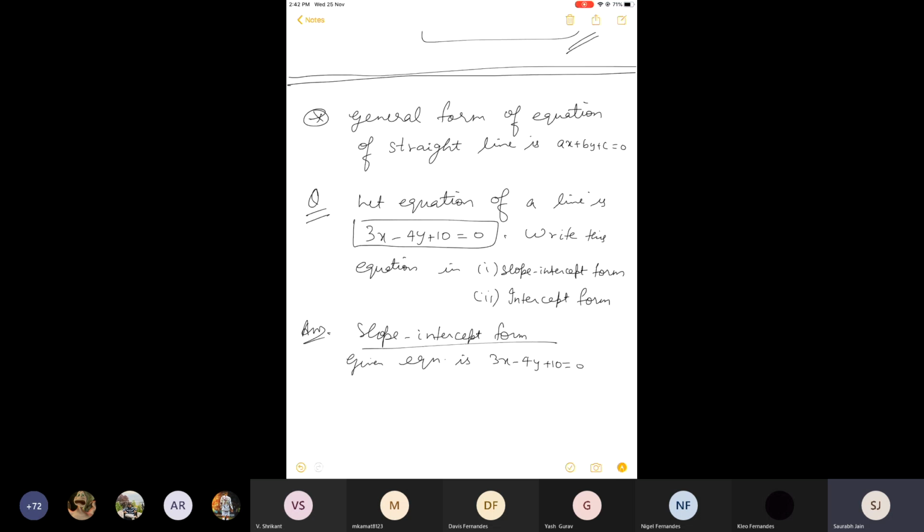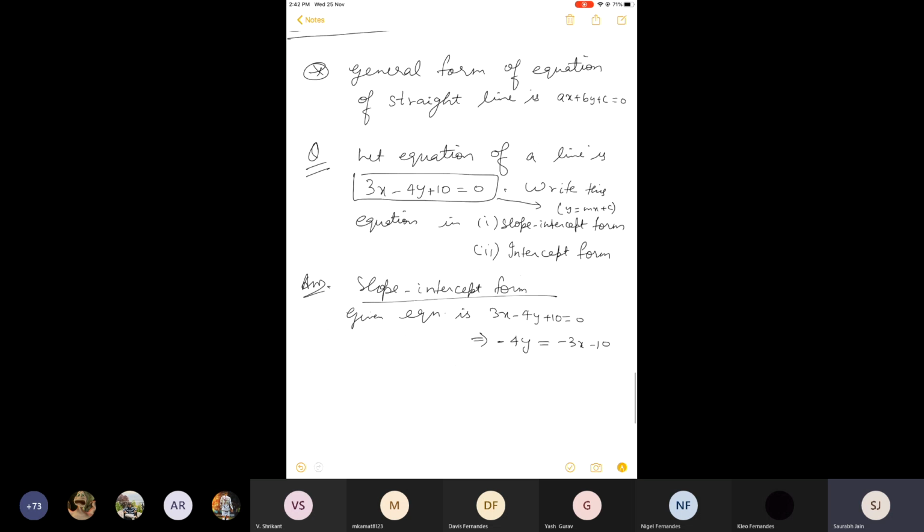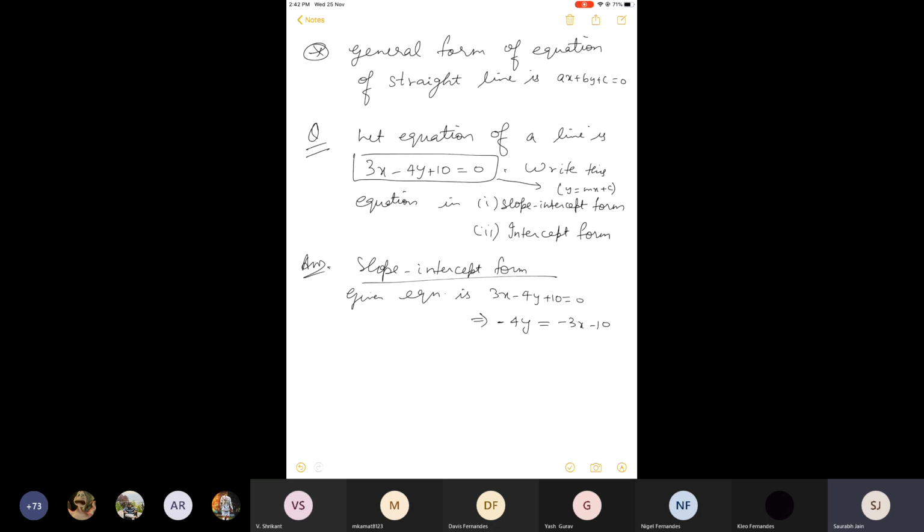See, what is slope intercept form? Slope intercept form is y equals mx plus c. So we just need to convert this equation into this form. What we observe is that we have y on the left hand side and everything else on the right hand side. Let's do it. So minus 4y equals minus 3x minus 10. Very simple. No need to read any theory or anything. Now what will be the next step? I want y only on the left hand side. So naturally I will divide both sides by minus 4.